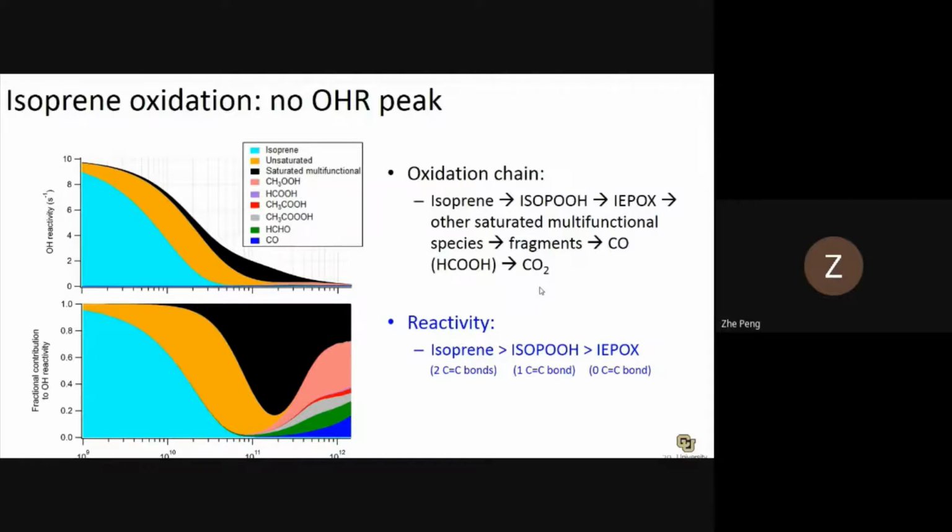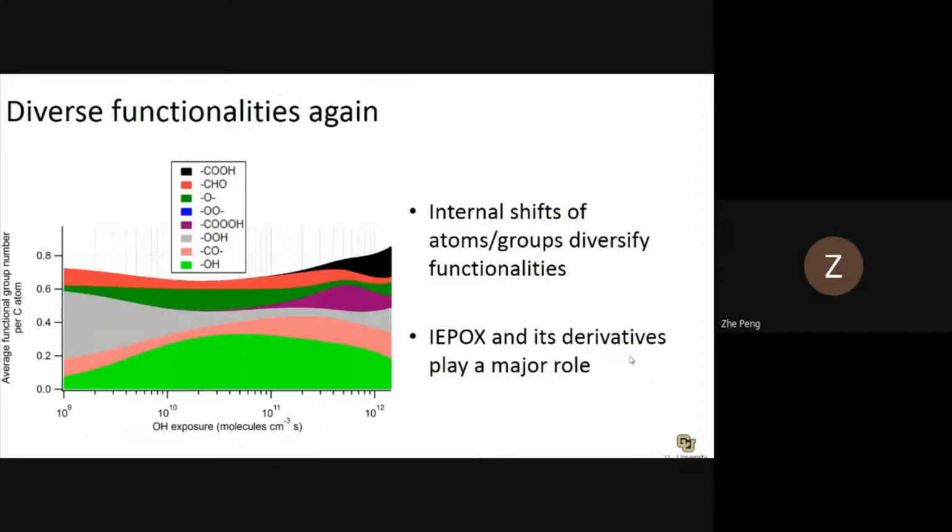In terms of absolute reactivity, isoprene is actually more reactive than ISOPOOH because it has one more C=C double bond. And ISOPOOH is more reactive than IEPOX because the latter doesn't have any double bond. So during the oxidation, the total reactivity always decreases. And the functionalities in saturated multifunctional species in isoprene oxidation are also diverse, because in the mechanism there are a lot of internal shifts of atoms and groups that can diversify the functionalities.